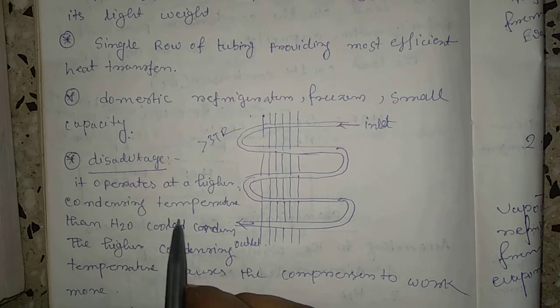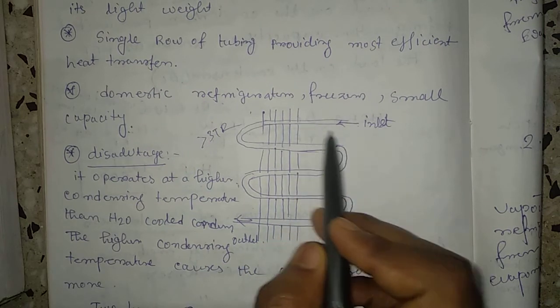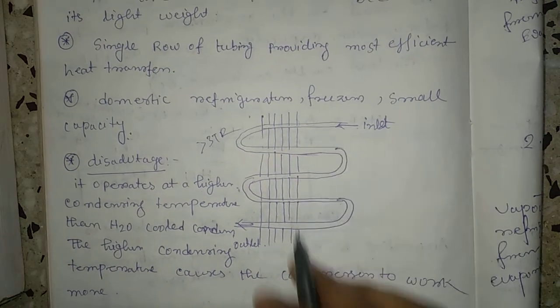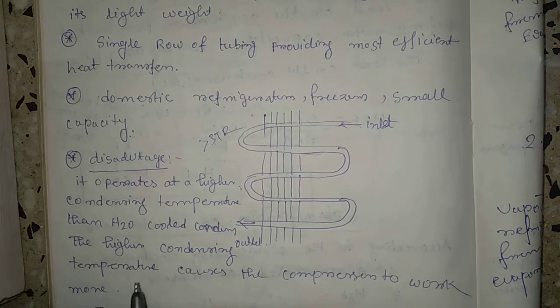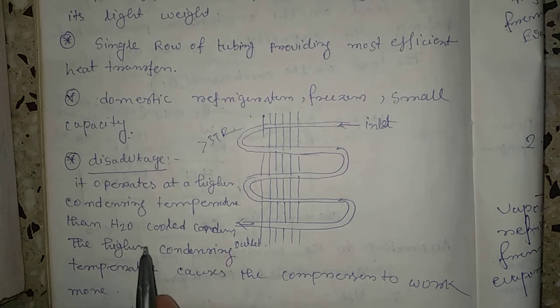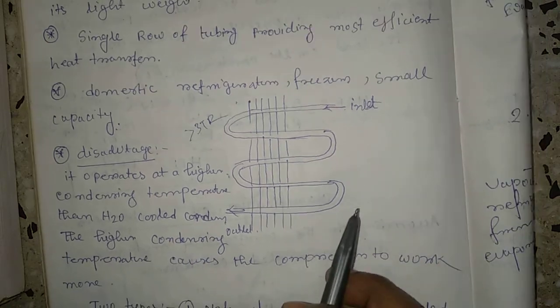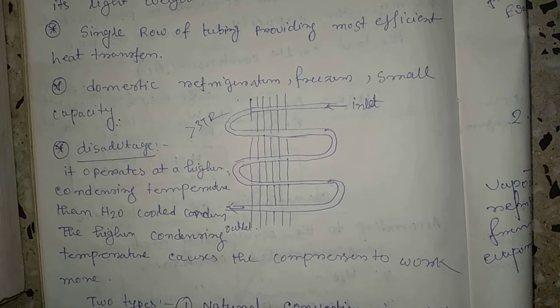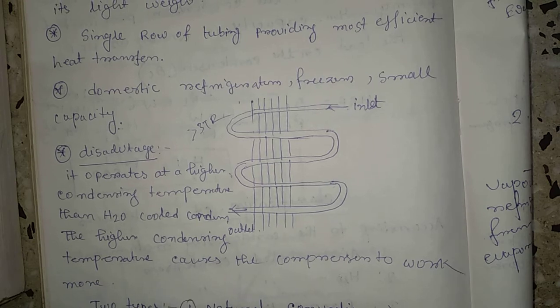But the condensing temperature for air is basically the normal surrounding temperature, around 30-40 degrees Celsius, depending on the circumstances or the temperature of the normal atmosphere. But in case of water as the condensing medium, the temperature is very much lower compared to air. So the air-cooled condenser operates at higher condensing temperatures than a water-cooled condenser. The higher condensing temperature causes the compressor to work more, so it will decrease the efficiency. This is the main disadvantage of the air-cooled condenser.